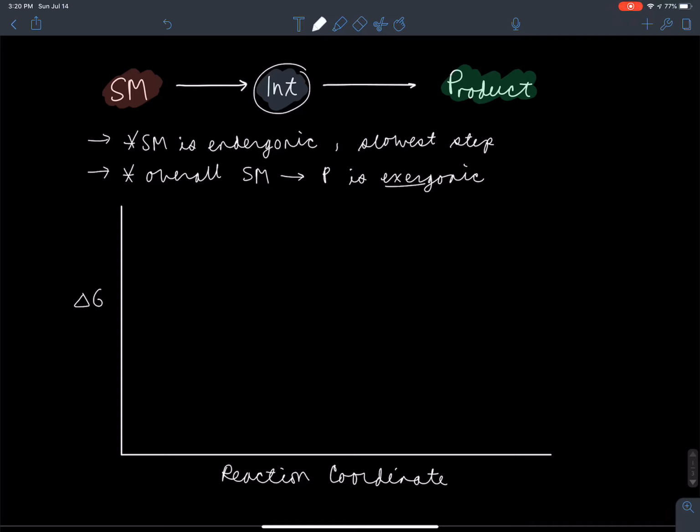So you got a question that says that the intermediate process is endergonic and is also the slowest step. And the overall starting material to the product is going to be exergonic. Now, when you see the word slowest step, it's analogous to the term rate determining step. They mean the same thing.